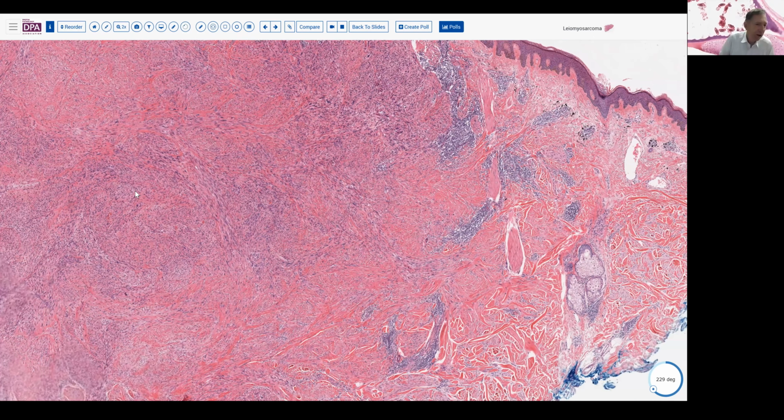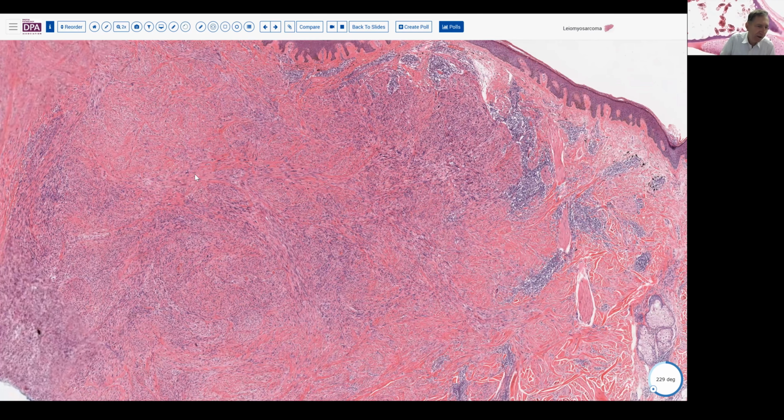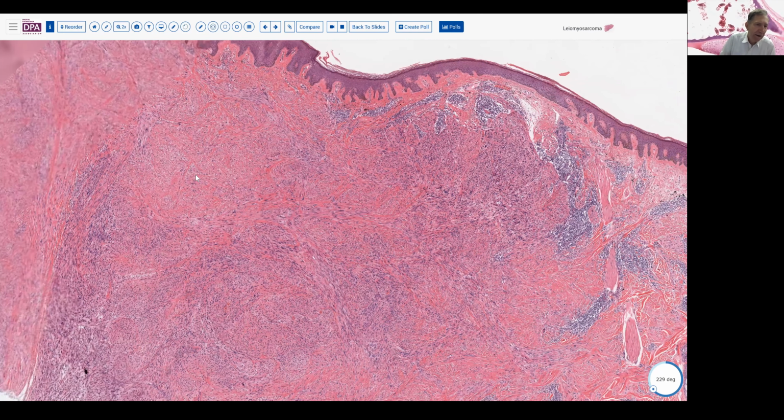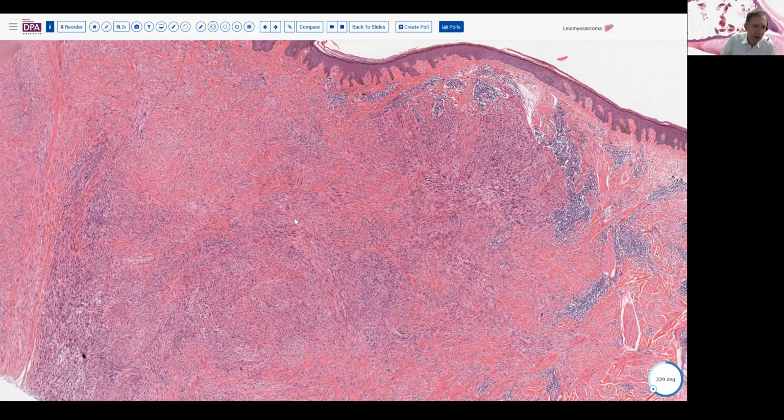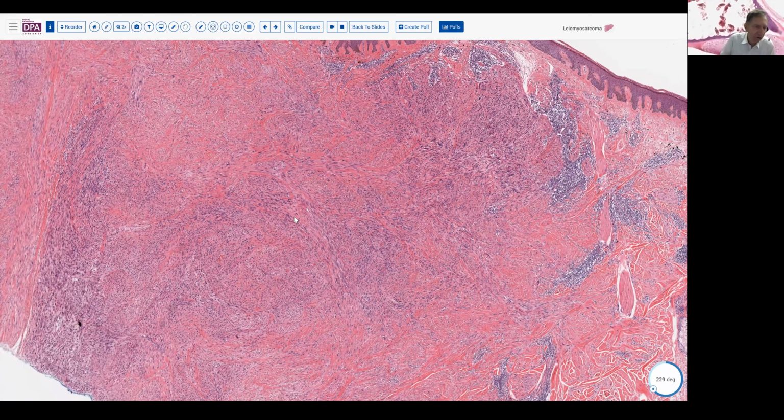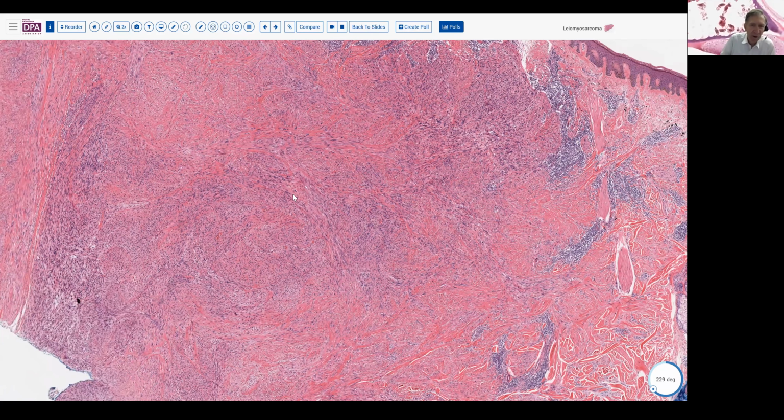But this is an unusual example of leiomyosarcoma, in this case occurring in the vulva. Now, this patient also had a malignant smooth muscle tumor in the uterus. And so while this doesn't necessarily look like the usual metastatic tumor, that possibility would be most likely in a patient with another primary smooth muscle sarcoma.